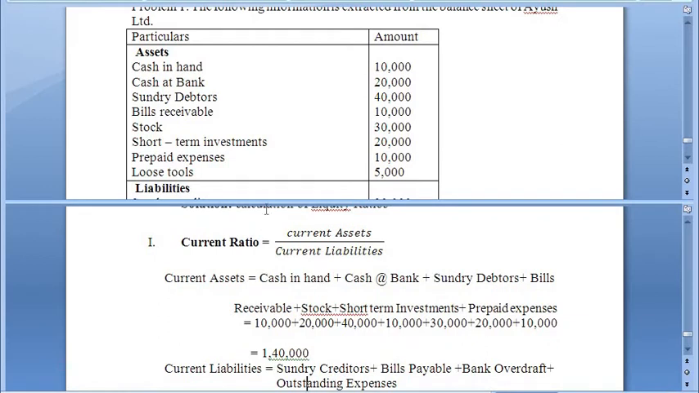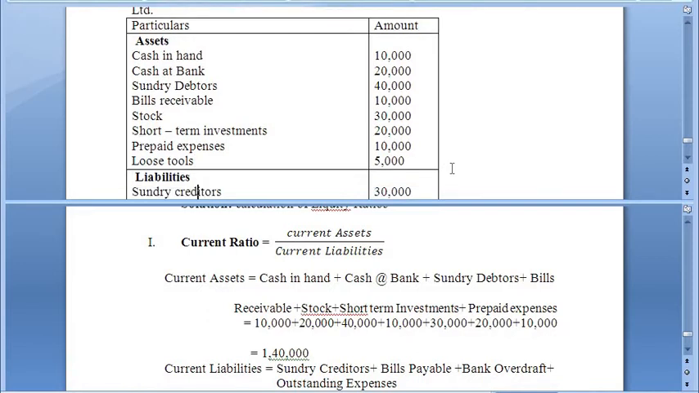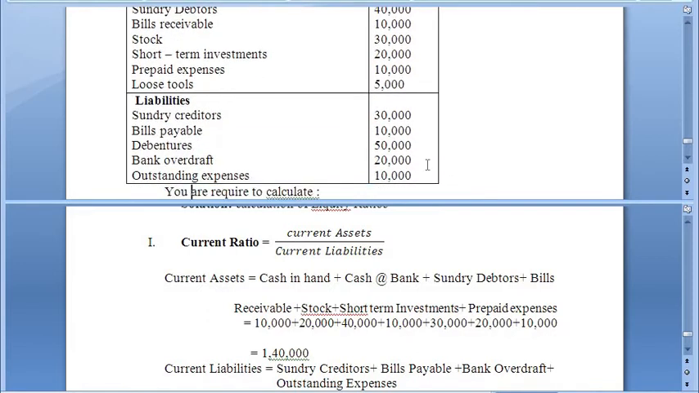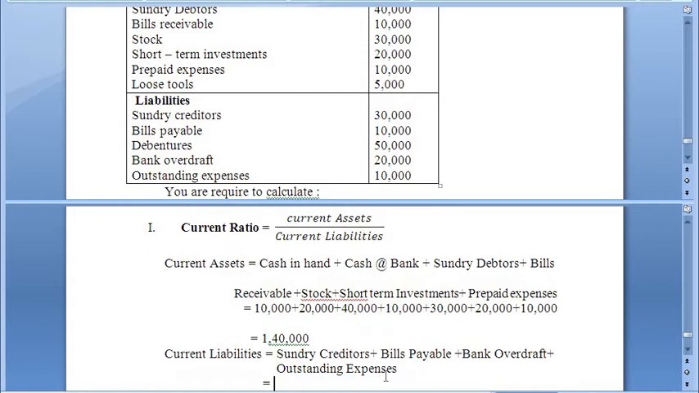Now check which current liabilities are given in the problem. We have sundry creditors, bills payable, then bank overdraft. Debentures are not a current liability. After bank overdraft, outstanding expenses. The amount of sundry creditors, how much? 30,000. Next, bills payable, 10,000.